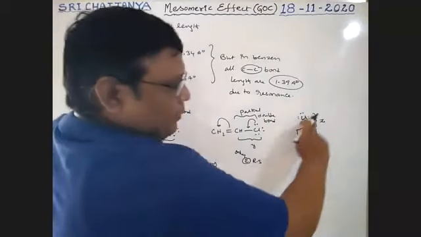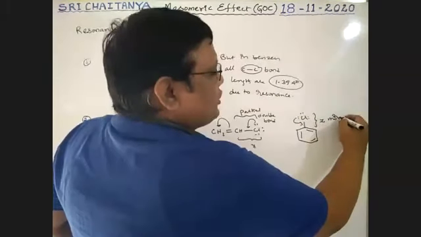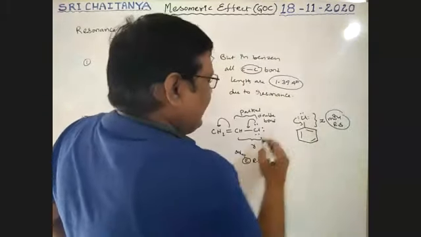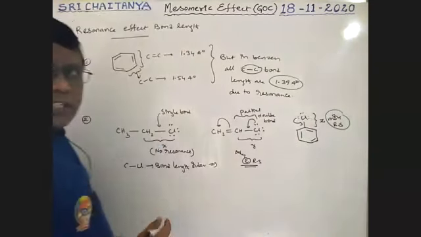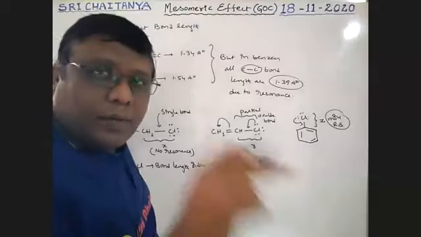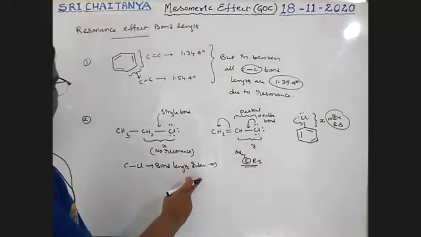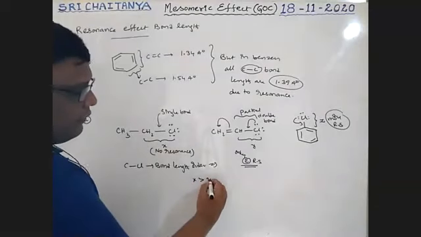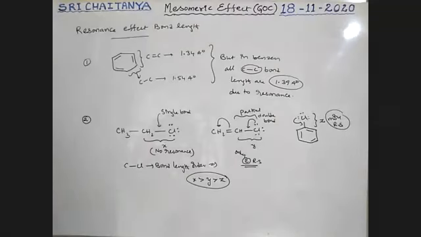But here also resonance is possible. More resonance structures are possible. Here less resonance, only 2 resonance structures. Here more than 2 resonance structures. More resonance, less is the bond length. Therefore, order of bond length is X greater than Y greater than Z. This is the order of CCl bond length.